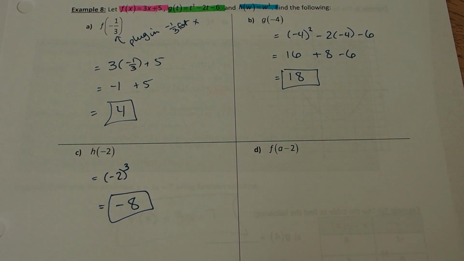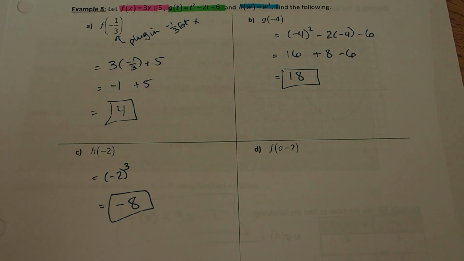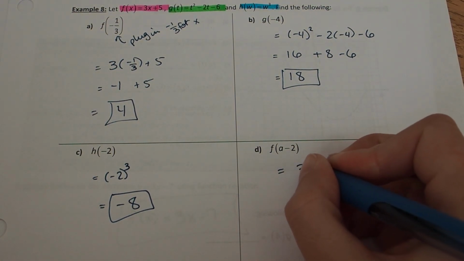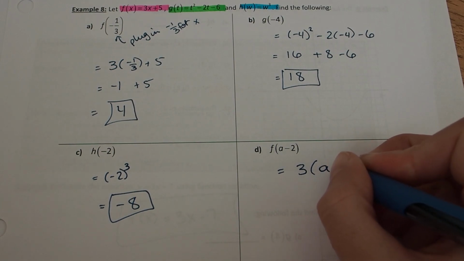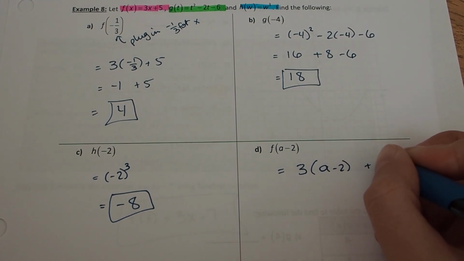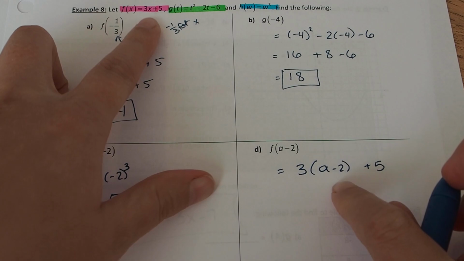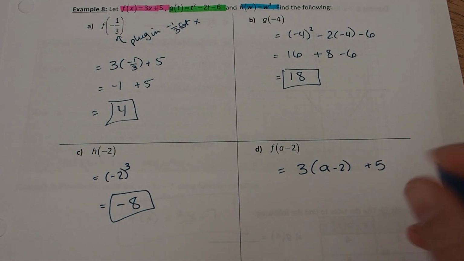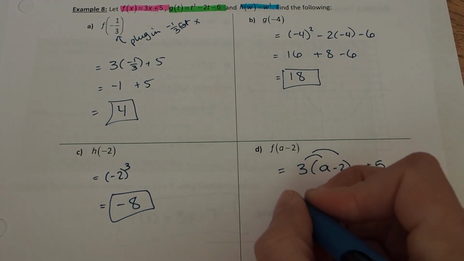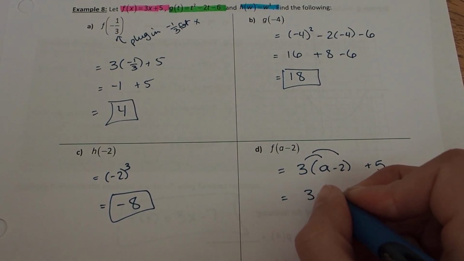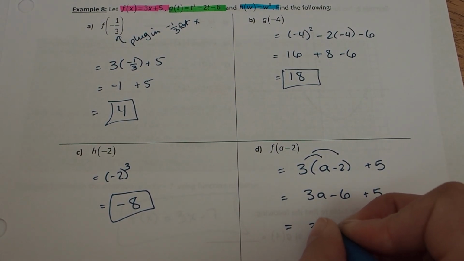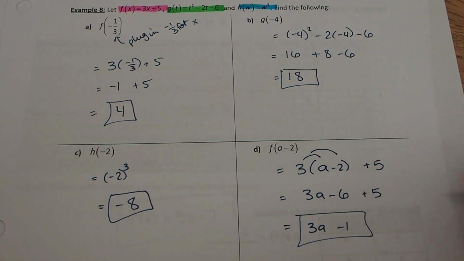And in part D, we want to replace the independent variable with the expression a minus 2. So it's 3 instead of x, we're going to have a minus 2 plus 5. We replace the independent variable of x with the expression a minus 2, and then we're going to simplify. So I'm not going to get a number for this one since I have to distribute. I'm going to get 3a minus 6 plus 5 is 3a minus 1, since -6 plus 5 is -1.